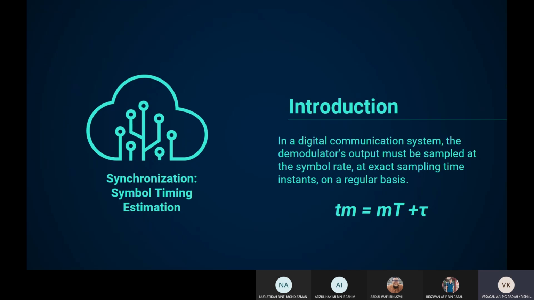Here we have the mathematical model, which is Tm equals m times T plus tau, where capital T is the symbol interval while tau is the time delay, which accounts for the propagation time of the signal from the transmitter to the receiver.